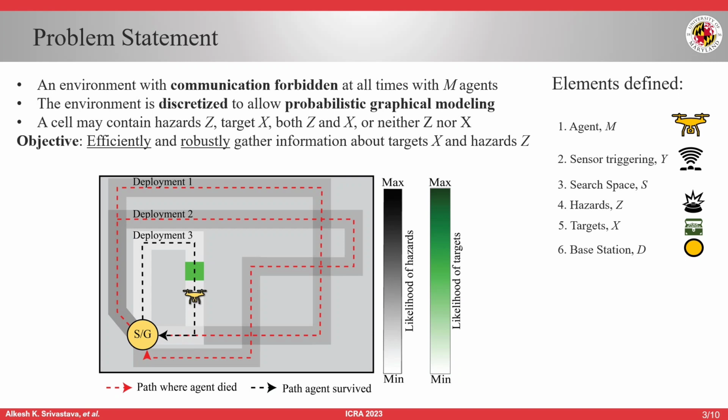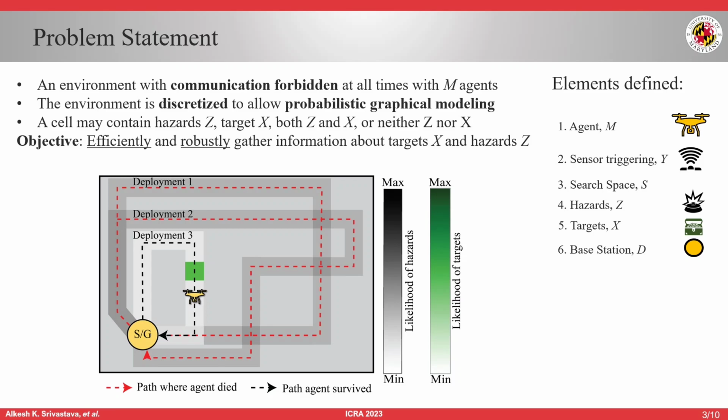And in the discretized environment, a given cell may contain the hazard or may contain the target, or it may contain both hazard and target, or it may contain neither hazard nor target, so it can be totally empty. And in such an environment, our objective is to efficiently and robustly gather information about target X and hazards Z.